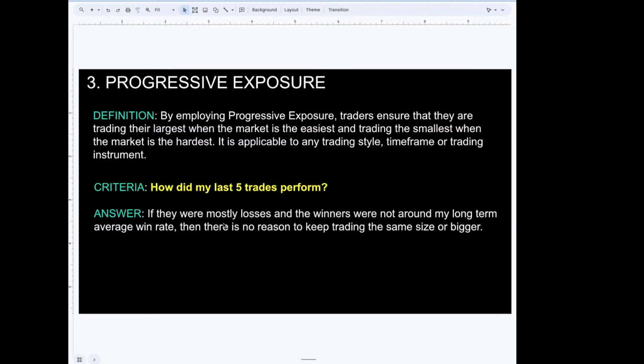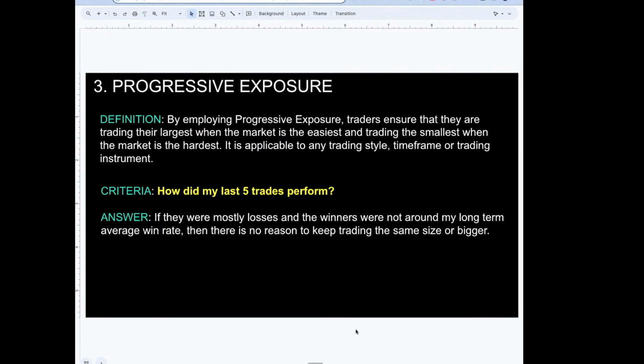Generally, I look at my last 5 trades and assess how they performed. Were they mostly winners or losers? Did the winner reach close to my average win rate or not? These are some clues for me to understand whether it is a good environment to increase exposure or not.